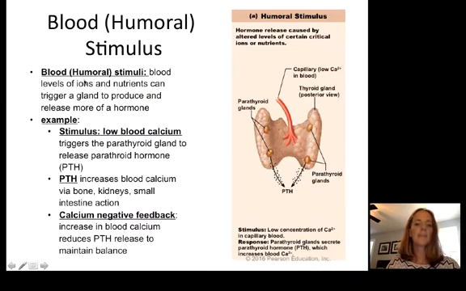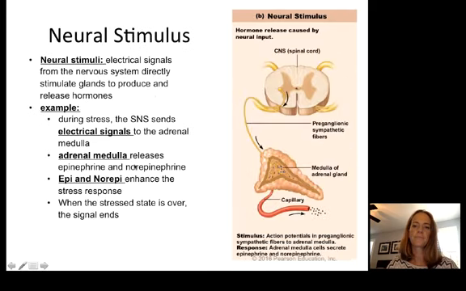So blood stimuli is levels of ions and nutrients that can trigger a gland to produce and release more hormone. Here's the example. Low blood calcium triggers the parathyroid gland to release parathyroid hormone. Parathyroid hormone then will balance that low blood calcium by increasing blood calcium, and as those levels come back up, it'll turn off the parathyroid gland signal.